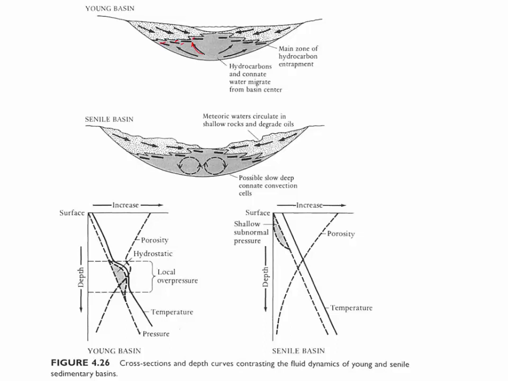I think this is the young basin case. You have a pressure increase, overpressure due to compaction. And in the old basin, because this overpressure has bled off, it's been released, you instead have a subnormal pressure because of the erosion. So there are big differences between the young and the old basins.